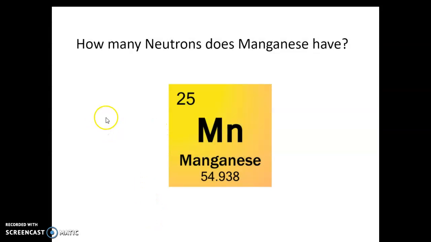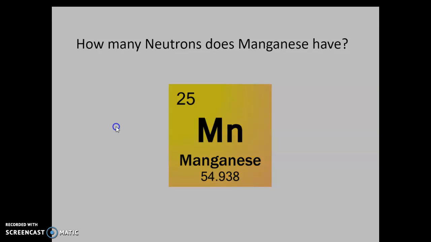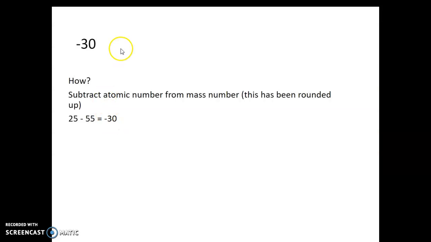So if we're looking at this, how many neutrons does magnesium have? Okay, it has 30, and you're like, what? How? Well, we subtract the atomic number from the mass number. All right, this has been rounded up a little bit, but if we subtract 25 from 55, we have the 30, because there's more of them than of those when we're subtracting.